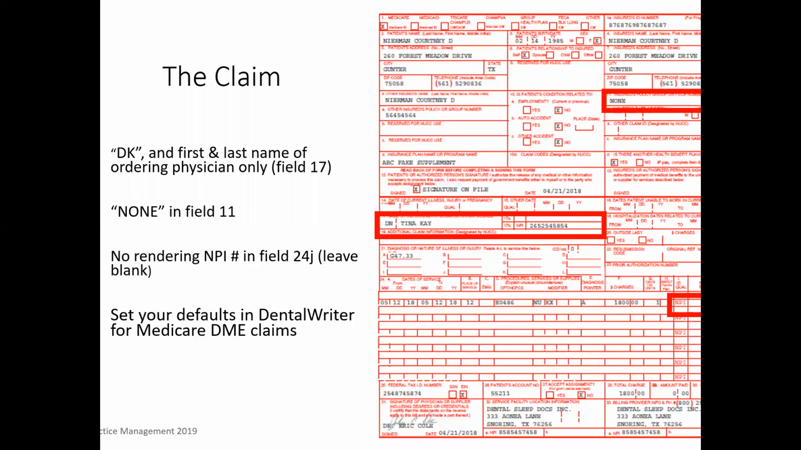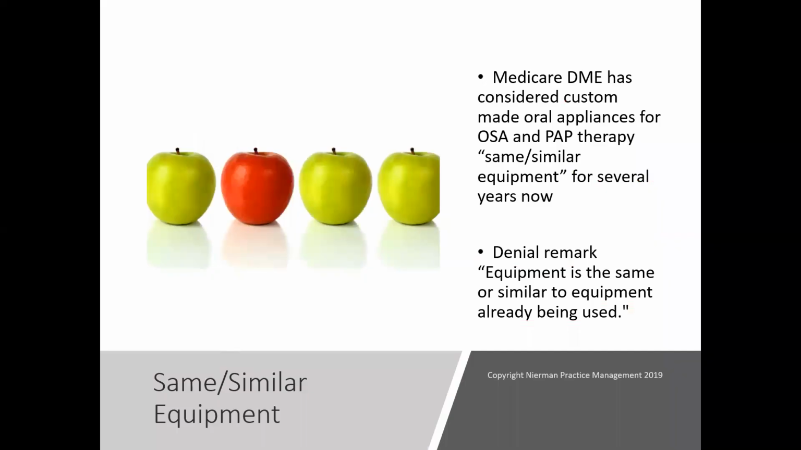Now, a lot of you on the line may have heard about or maybe even run into this with one of your cases over the last little over a year, and that is the same and similar equipment clause. With Medicare, they do consider custom-made sleep appliances and CPAP or BiPAP machines what they call same and similar equipment. So if you have seen a denial remark from a claim that says equipment is same or similar to equipment already being used, then you've run into our same and similar clause here.